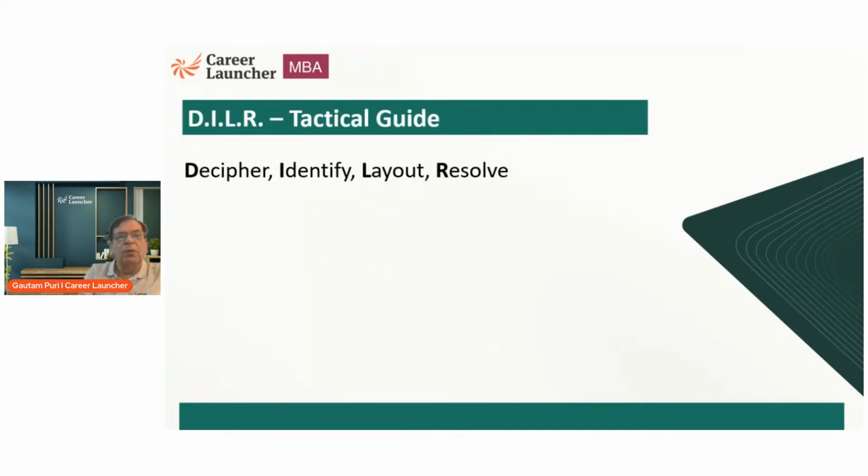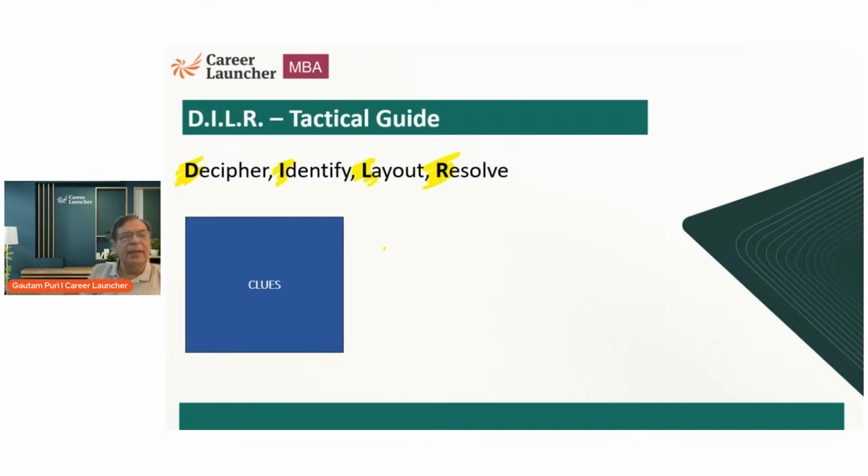Now, what is the basic process we talk about? DILR is the basic tactical guide that we look at. D stands for decipher, I for identify, L for layout, R for resolve. Decipher means go through the data given to you, the information given, and understand it, so that you understand what you're supposed to do. If you can't decipher, if the comprehension about the data set is not there, then obviously the set is of no use, you will not be able to do it.